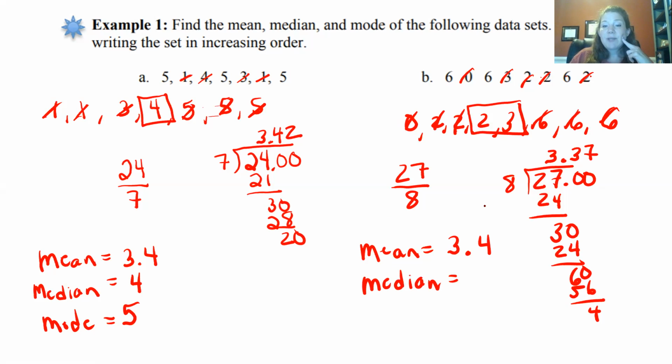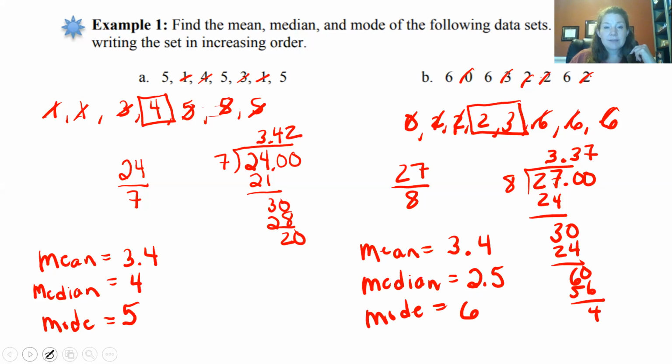So basically, if you end up with 2 numbers, you need to find the average of those 2 numbers. So if you add 2 plus 3, you get 5, and 5 divided by 2 is 2.5. Which makes sense. What comes halfway between 2 and 3? 2.5. So that's the median. And then the mode, once again, we had 3 6s. So our mode is 6.